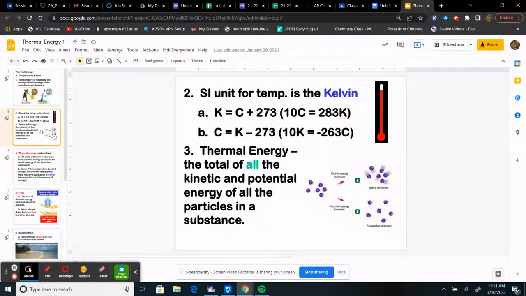Thermal energy is going to be the total of all kinetic and potential energy within particles, and that's where Kelvin really does come into play. That's where thermal energy should be measured. It should be measured in at least Kelvin or Celsius, but never in Fahrenheit.